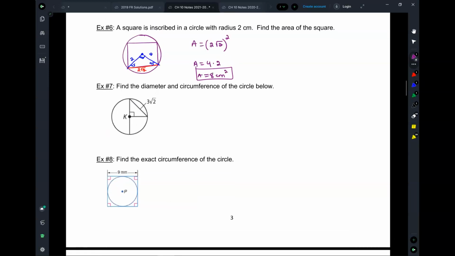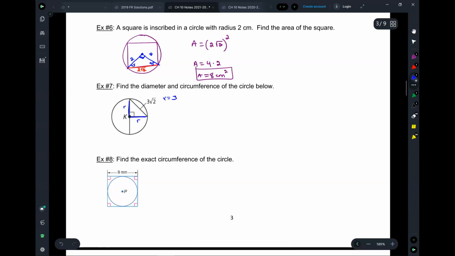Next one. Find the diameter and the circumference of the circle below. Okay, so what we have here is a hypotenuse of 3 root 2. But look at this. Do you see how this is a radius and this is also a radius? That means they're congruent to each other. If they're congruent, what kind of triangle is this? 45, 45, 90. So it's leg, leg, leg root 2. So this is 3. If x is 3, you can also label this r or x. It's up to you.